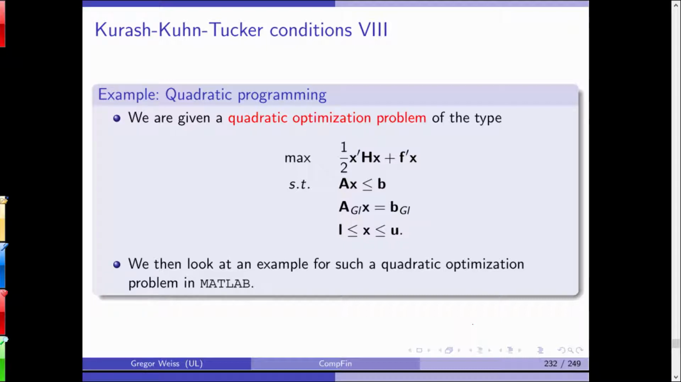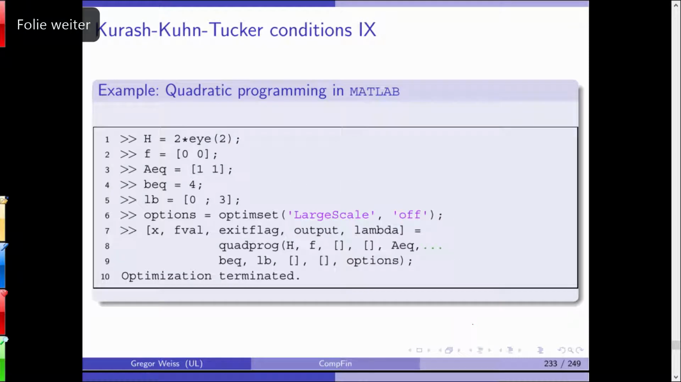Okay. Now, we are given a quadratic optimization problem of the following type. Half of x times H times x plus f times x, such that A times x is less than b, and a different matrix A times x is equal to B, and x is between a lower and an upper bound. Now, let's look at an example of such a quadratic optimization.